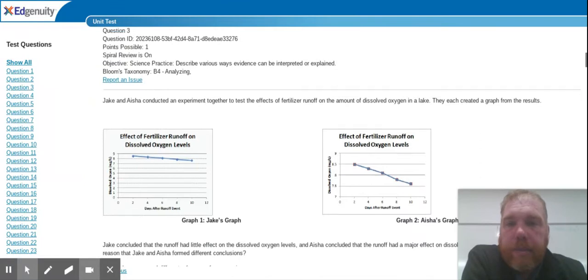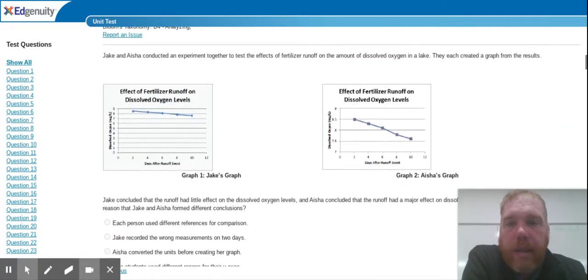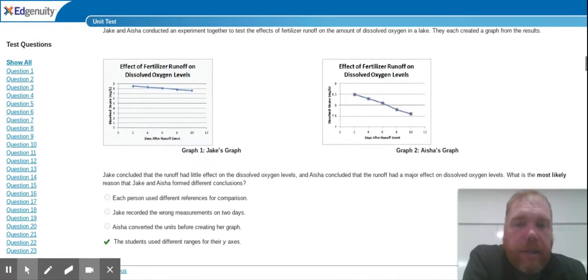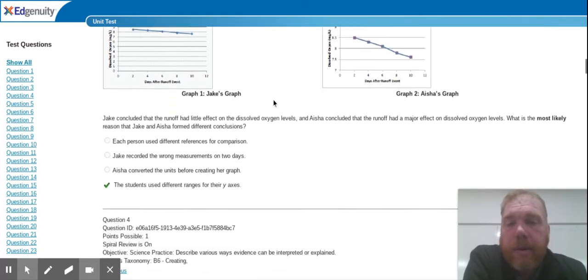Number three is asking you why these two students, we have Jake's graph and Aisha's graph, why did they come to different conclusions? And you have to look very closely at the graph here. They're actually using the same numbers, but they're using a different range for their y-axis. And so it's just getting you to think. It's not looking just at the picture, but looking at the range and everything about the graph.